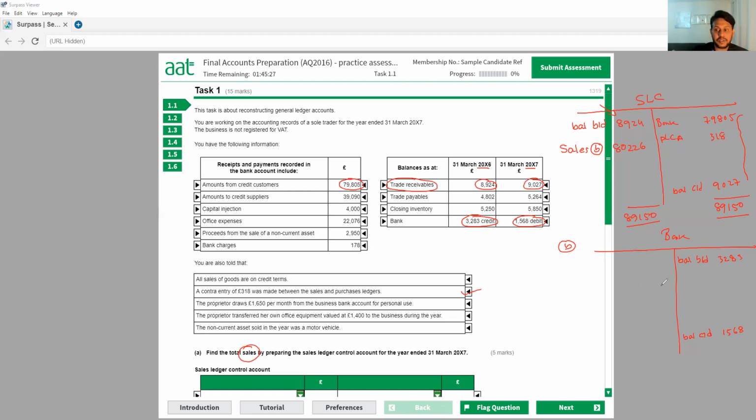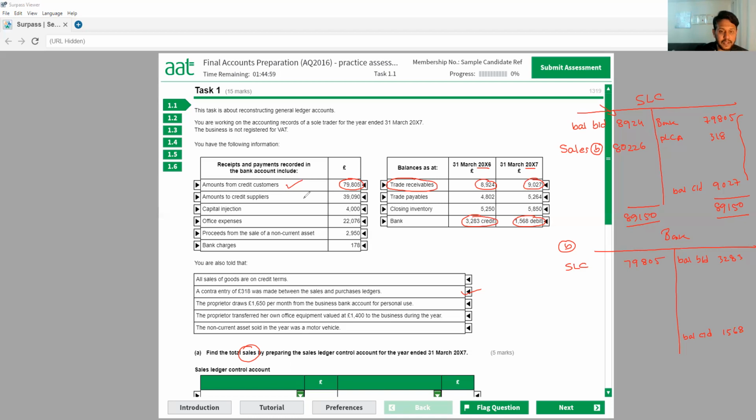Now we're going to see how much we receive and how much we paid. If we receive, it's on the debit side. If we paid, it's on the credit side. Let's look at the first one. So the first one we receive amount from the credit customers. So we said sales ledger control. From the credit customer, we receive 79,805. Number one.